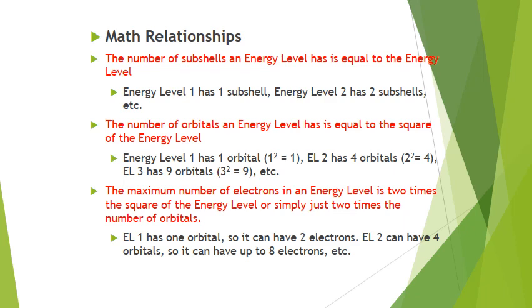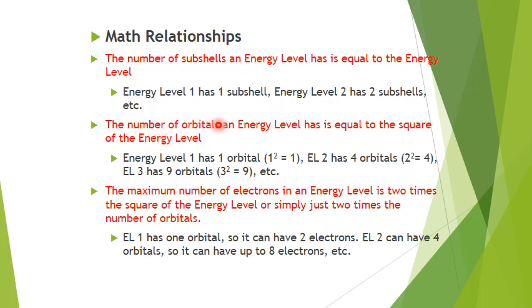Okay, so this is sort of the math relationship of how these things work together. The number of subshells that an energy level can have is equal to its energy level. So energy level 1 has 1 subshell, an S. Energy level 2 has 2 subshells, S and P. Energy level 3 has 3 subshells, S, P, and D. Energy level 4 has 4 subshells, S, P, D, and F.